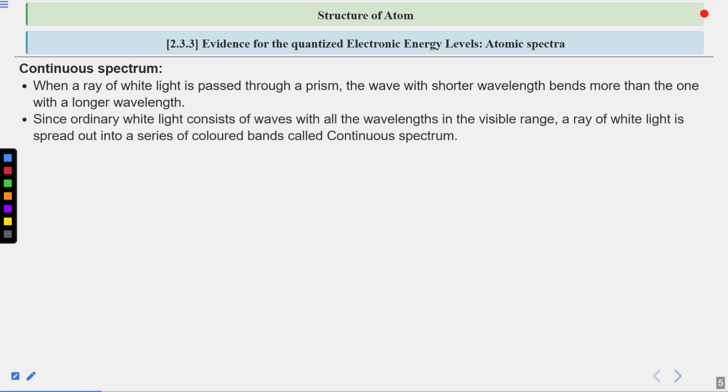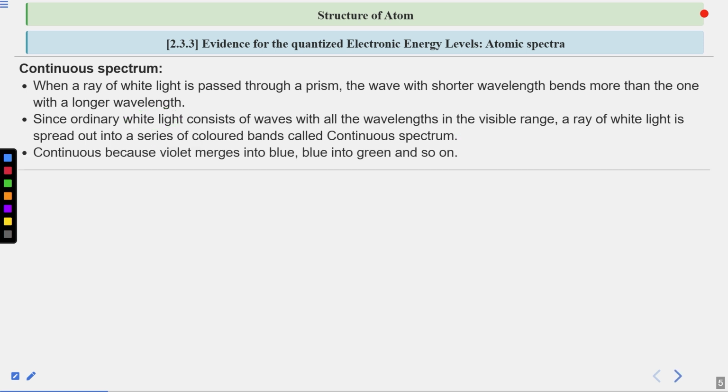So we know that our white light is comprised of various colors which fall in the visible region, and since it is having all the light in a continuous manner, we call it a continuous spectrum. Now we can see blue color merging into the green color, and green color merging into the next one, and these things go on continuously. So we call it continuous.